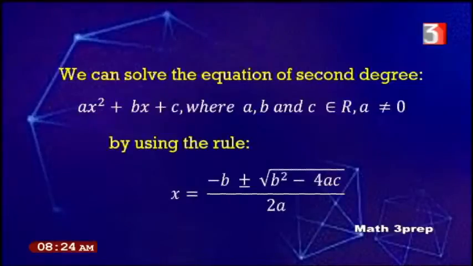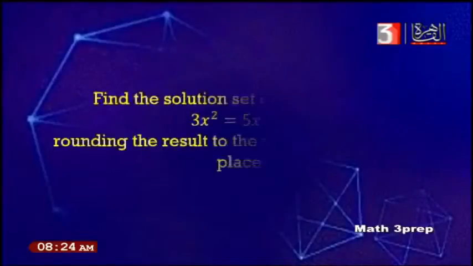The value of b is the coefficient of x, the value of a is the coefficient of x to the power of 2, and c is the absolute term or absolute value. What is the meaning of absolute value? It means that it is the value which is free from x, which has no x. Then, let us see how we can use such a formula. Let us have some examples.